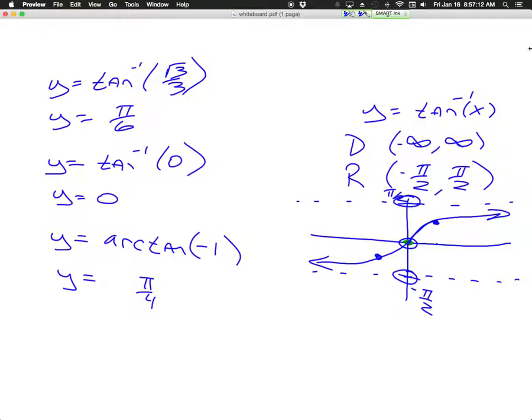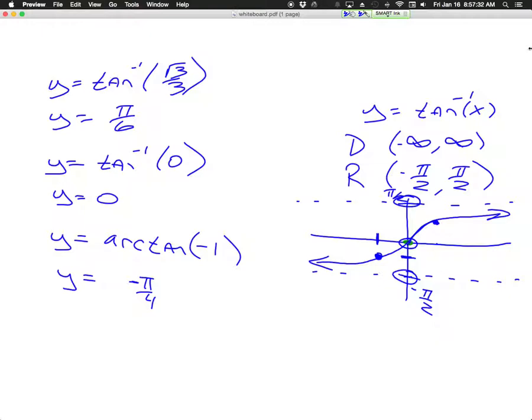We looked at the graph. We went over there and found the x value of -1. If I go find the x value of -1, it's right there, and it matches this point right there. What is that point? It's negative pi over 4.